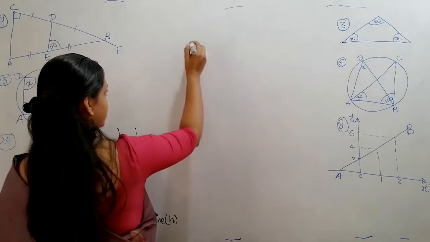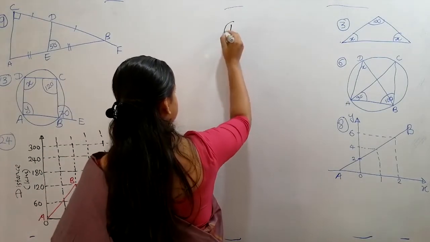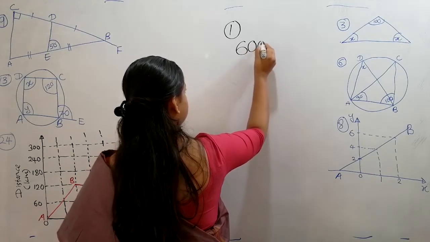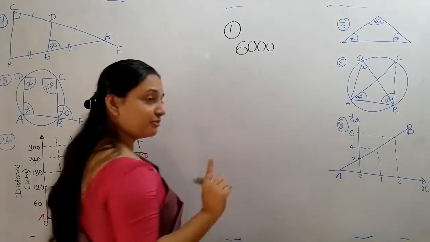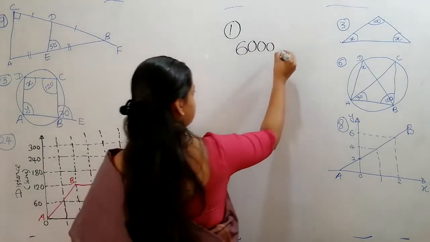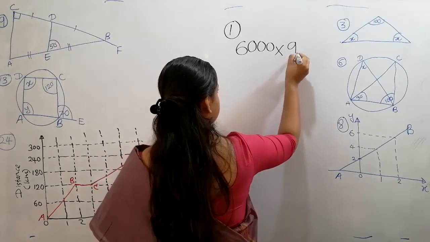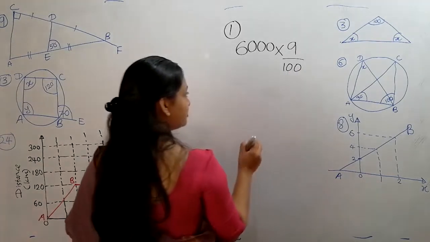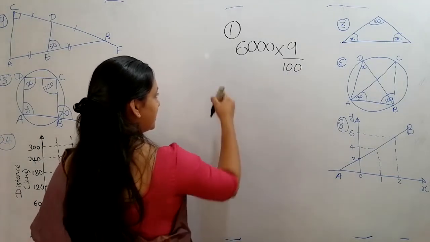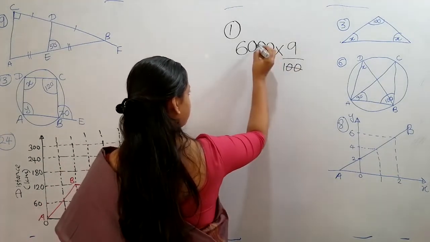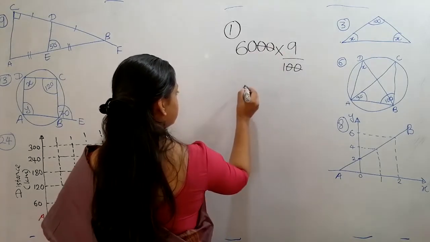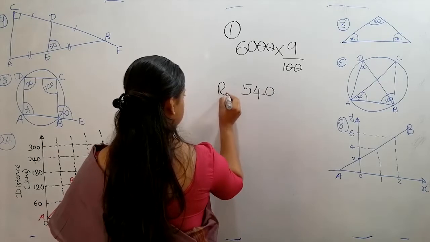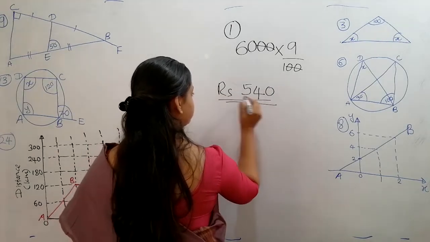The first question: the value of the item is 1000 rupees, and we have to pay 9% as customs duty. Then 1000 rupees into 9%. This is the amount we have to pay as customs duty. And then we simplify. Then 9 into 60 is 540 rupees. This is the answer for the first question.